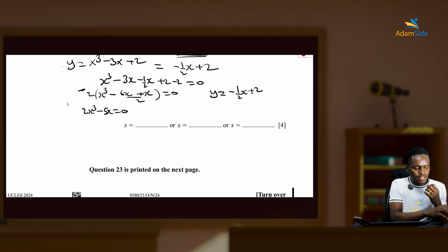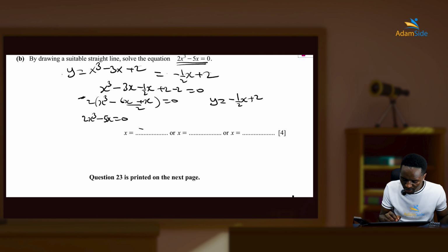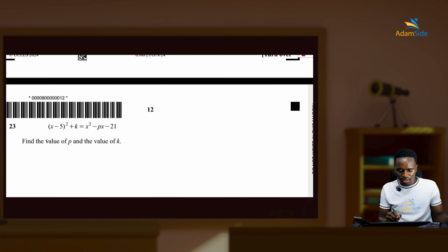So our answers will be negative 1.6, then 0, and then 1.5, because that's the range of our answer. Then we go to the last question.